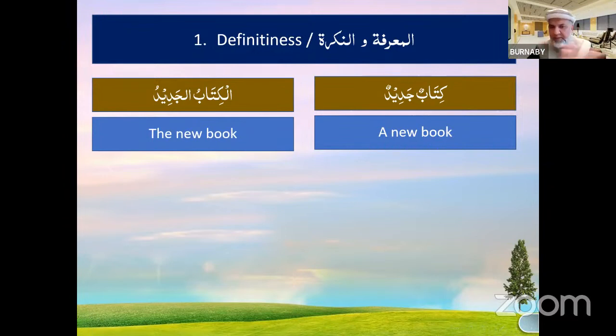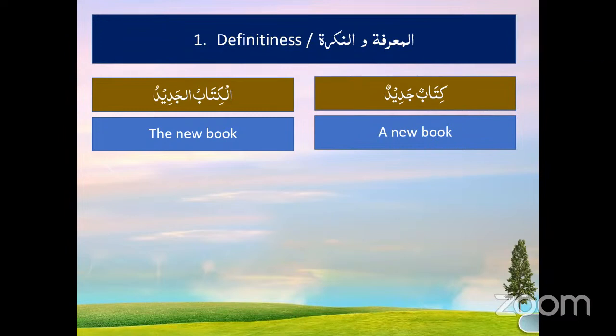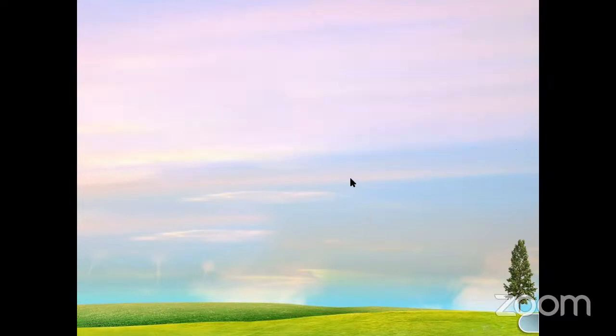You can see that there is a difference now: a new book, the new book. Because the right side is nakira and the left side is marifa. Any book, versus a particular book.